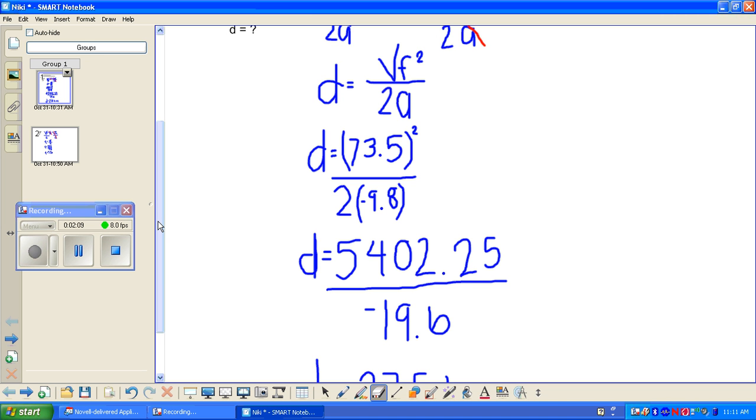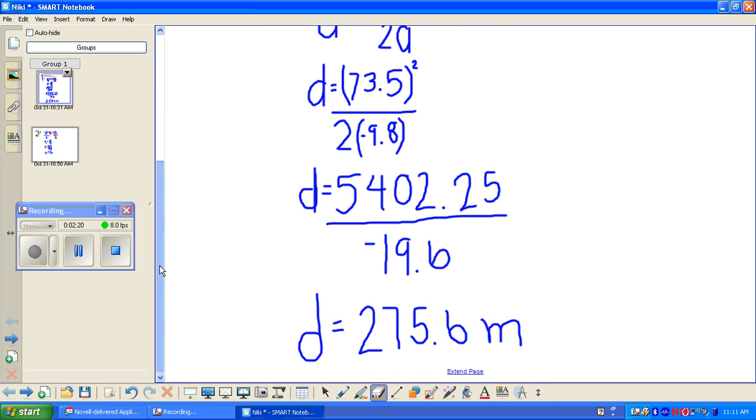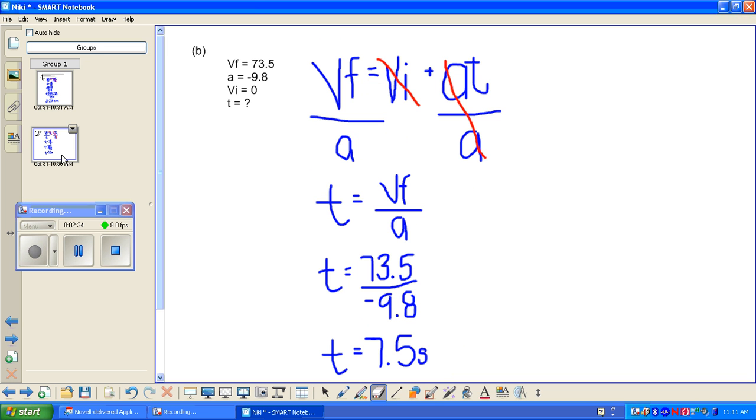5,402.25, and divided by 19.6, that is the same as 2 times negative 9.8. And the answer for distance will be 275.6 meters. And that's all for letter A. Now for letter B, we do the same.